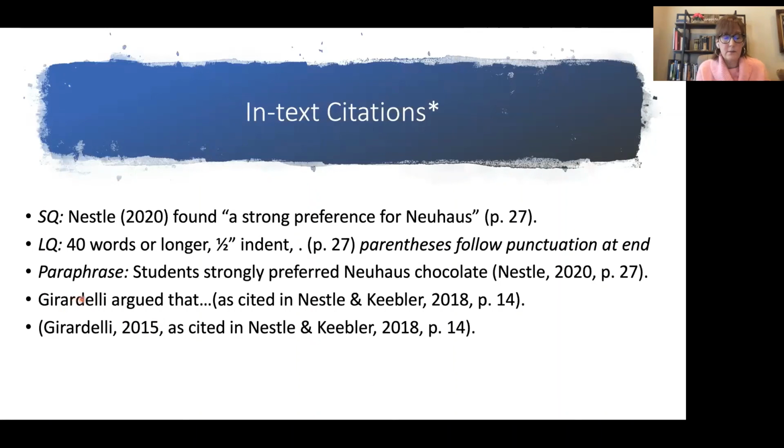If you are using a reference where, in this case, Ghirardelli argued that, and it was cited in Keebler and Ross. I mean, Nestle and Keebler, Kubler-Ross, that's a whole other class. But if this was something in their particular article and Ghirardelli used that, then this is how you would cite it, as cited in, and you'd give the page reference. This would be in text, in the sentence, and this would be at the end of the sentence, just to give proper reference.